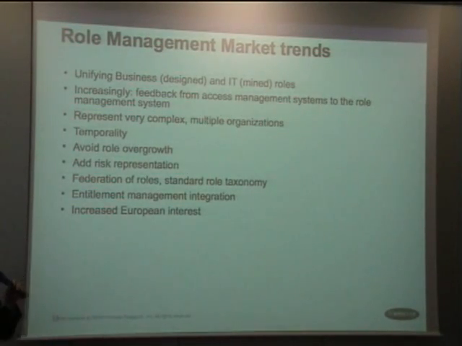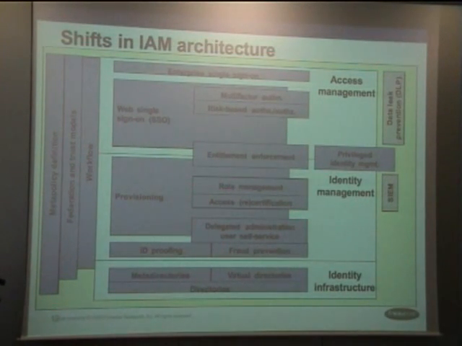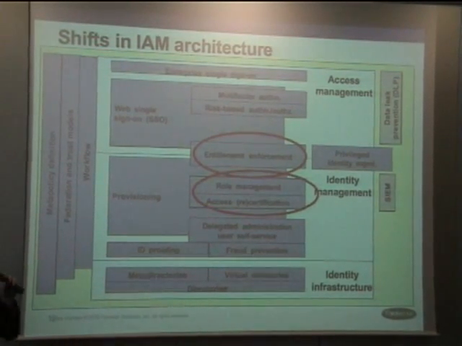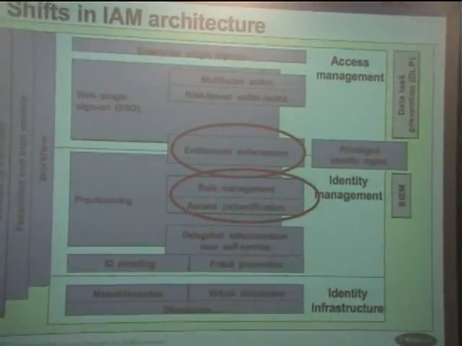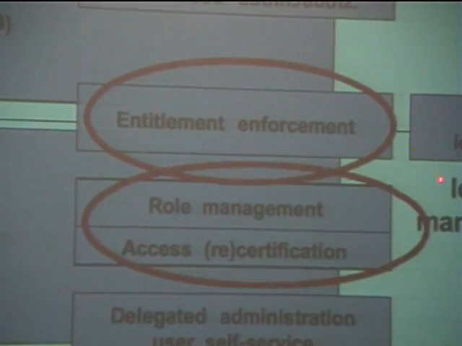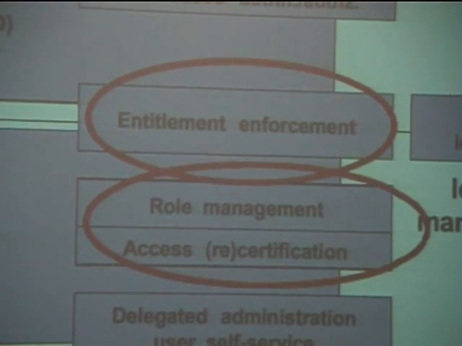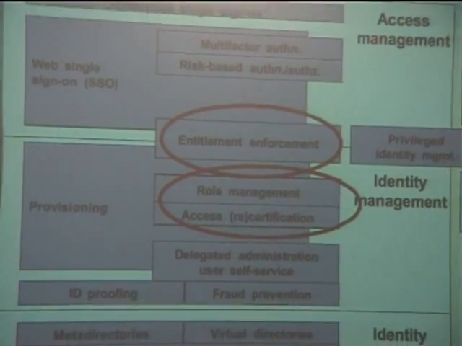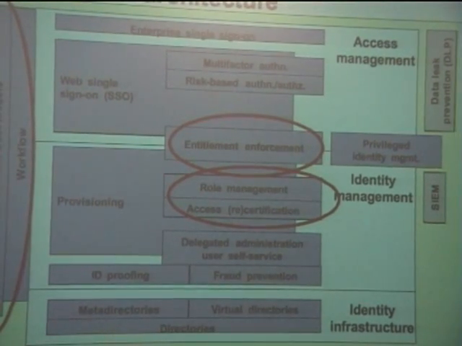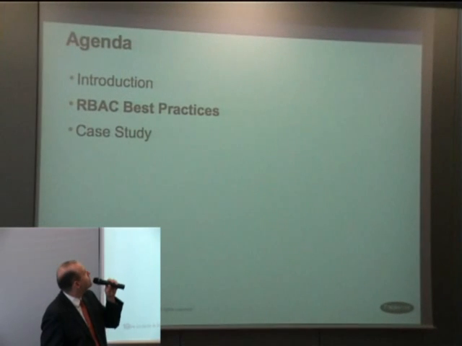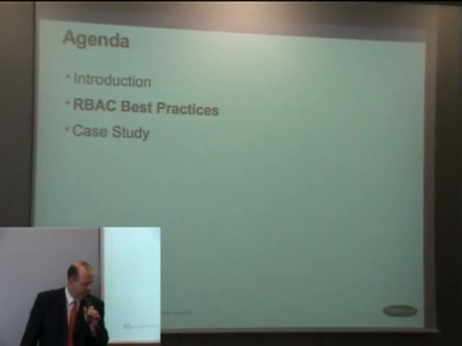Some standardization. Okay, this is basically just an architectural slide. I really want to mention that we've seen entitlement enforcement, role management and access recertification in the wave come to the surface. So you can study this slide, but clearly the important areas are role management and access recertification being part of provisioning. And obviously how you can integrate all this into a meta policy, federated and trust model and workflow is important just as well. Okay, let's look at role management and role-based access control best practices.